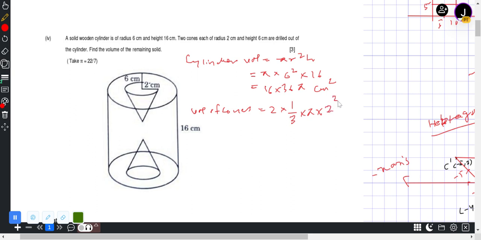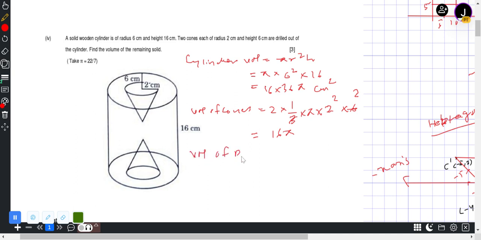Radius is 2. What is the height of the cylinder? That is 6. 3 2s are 6. So this becomes 2 into 4 into 2. That is what? 16 pi. So what is the question? Find the volume of the remaining solid.